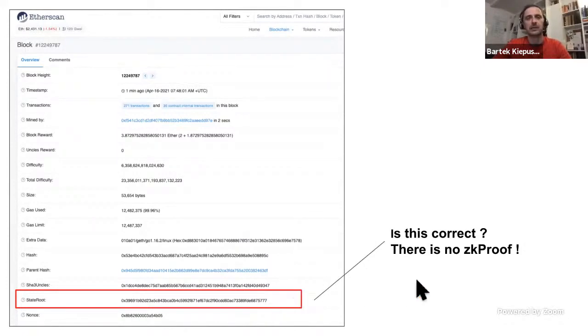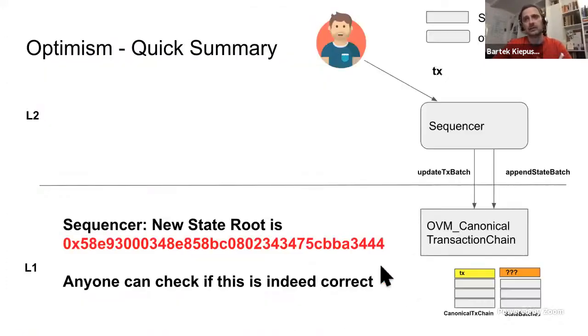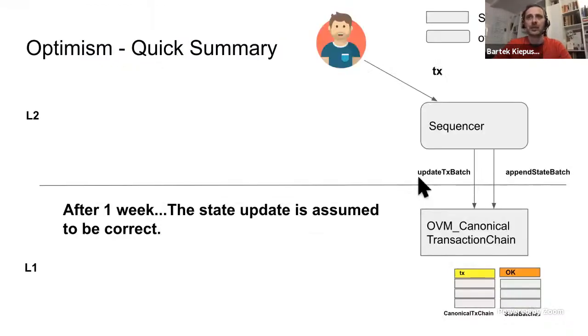So this state root is for L1, and this is a very similar technique to that used by the optimistic rollups. They just publish a state root of the L2. So what happens after 1 week? After 1 week, this state update is just assumed to be correct.